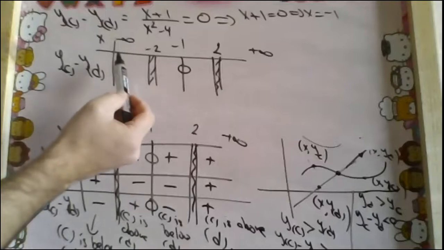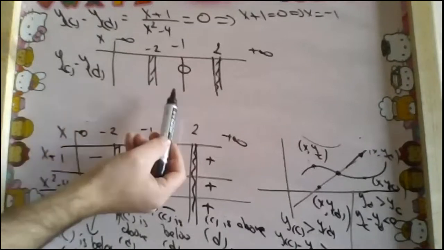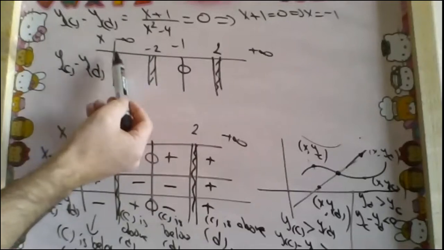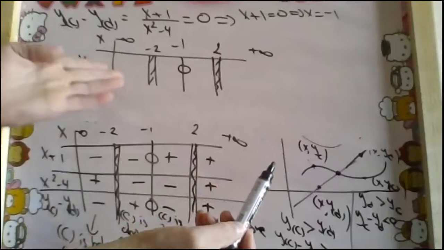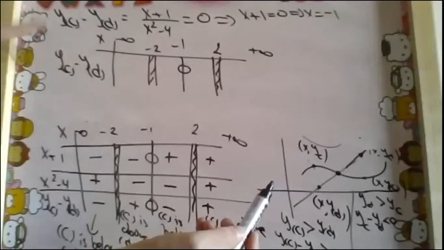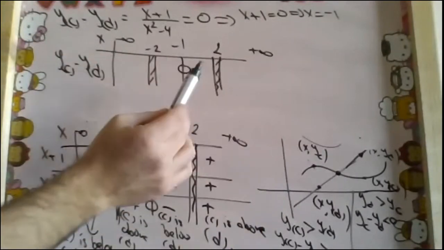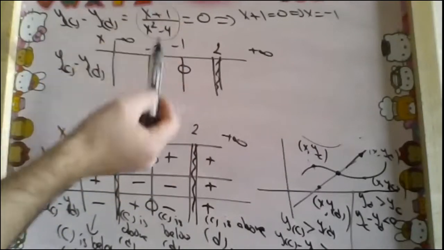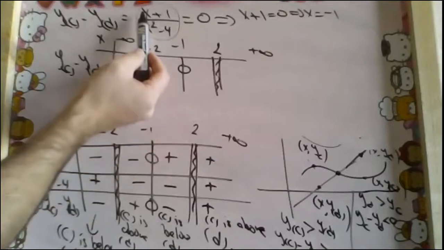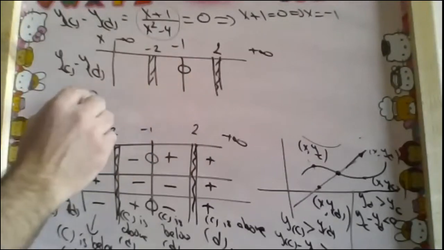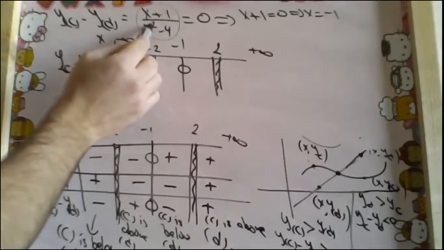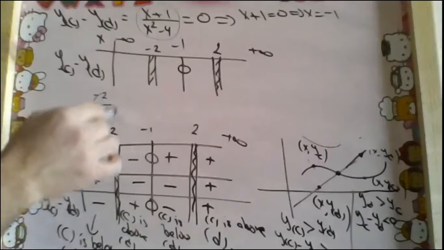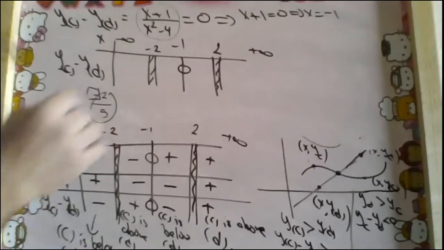Now to determine the sign here, you choose a number less than negative 2, any number less than negative 2. Choose the number you want, negative 3, negative 10, whatever you want, and replace x by this number in yc minus yd. Let's say negative 3: negative 3 plus 1 you get negative 2. Negative 3 squared is 9 minus 4 is 5. I don't care about the answer, I only care about its sign. Negative, so put negative.